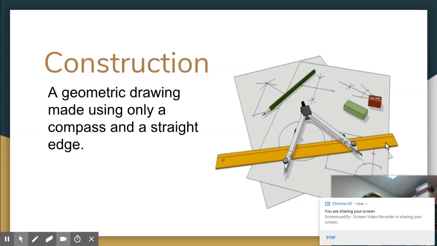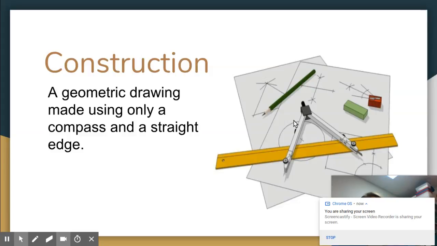You can use these to draw all kinds of things, as you see here: perpendicular lines, circles, rectangles, squares. We can bisect angles. We can create equilateral triangles or other types of triangles. So there's lots of uses for constructions.